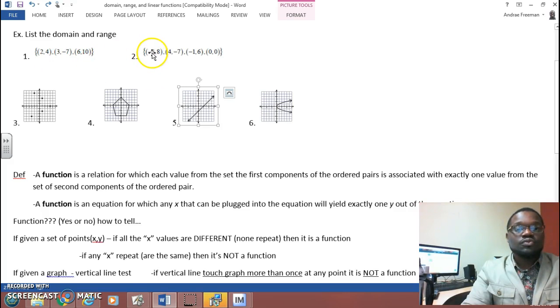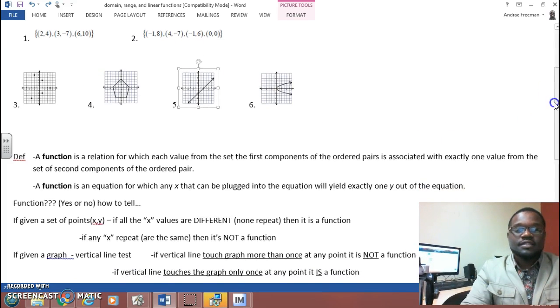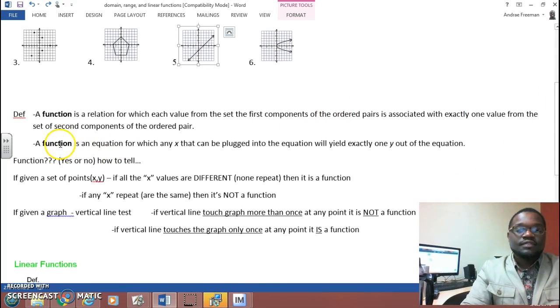Number 2, negative 1, 4, negative 1, 0. You see how you got negative 1 and 8, and then you also got negative 1 and 6? This would not be a function because negative 1 gives me two different numbers, and so the answer is no. So normally, if you got the same X, it is not a function. Now, technically, they could give you the same point twice, but if it's X and it's the same, it's not a function.